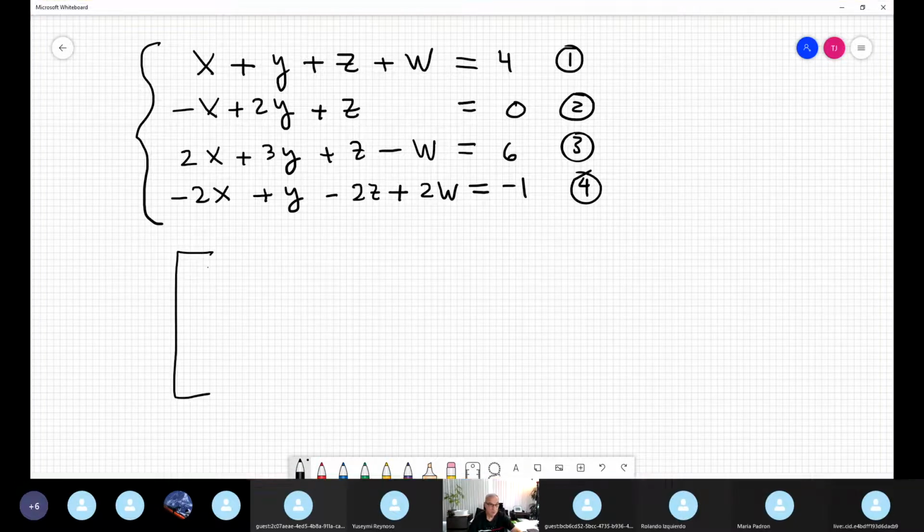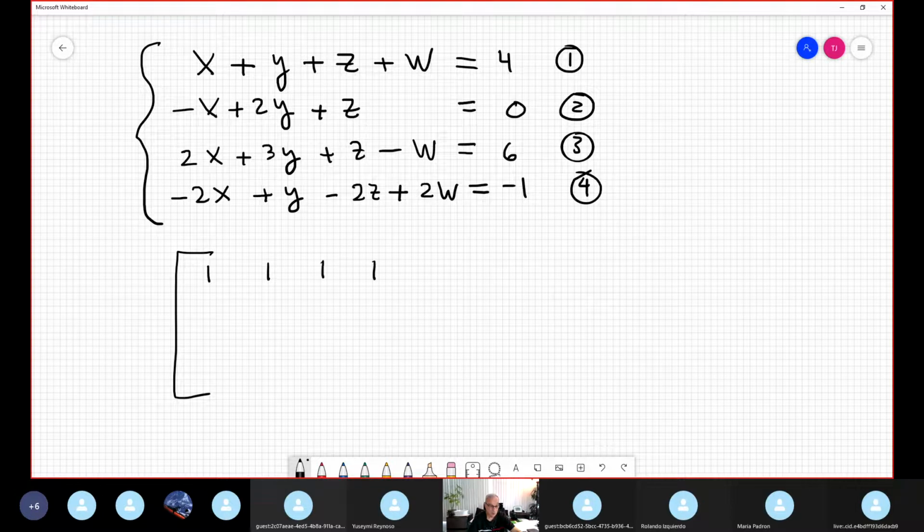We have 1, 1, 1, 1, and 4. This is my first equation. Remember, the organization is clear: a column of the X, column of the Y, column of the Z, and column of the W, and the right-hand side number.